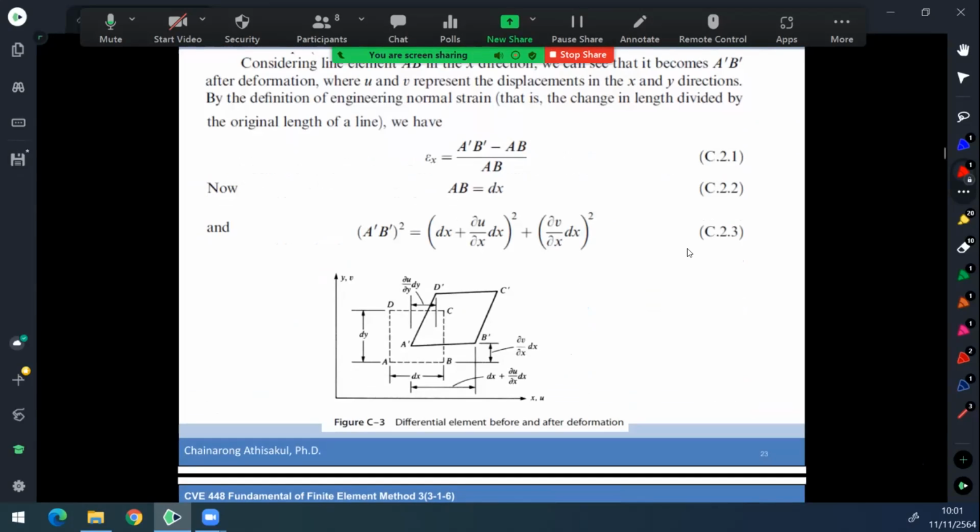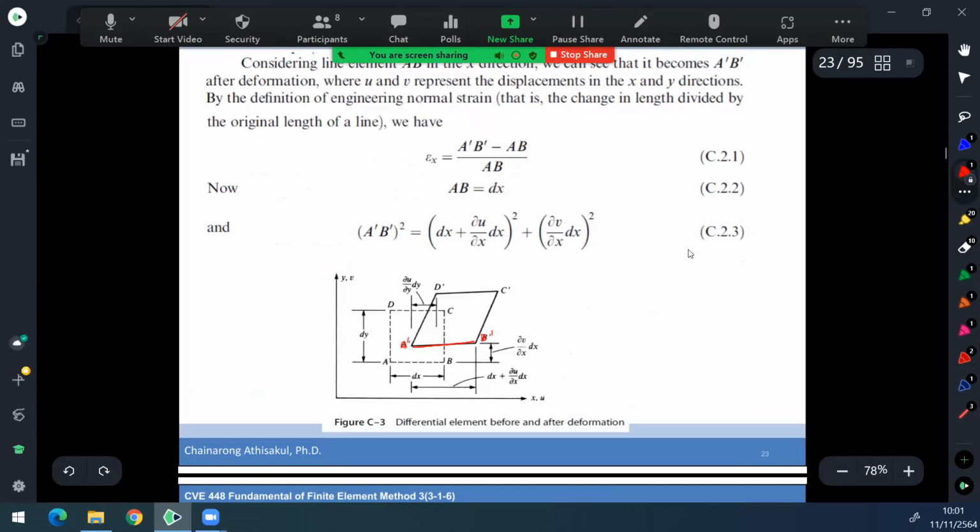For the axial strain, it means that we consider the new length, that is A prime B prime minus AB divided by AB. That is the original length, but AB becomes dx. Okay. So then let's consider A prime B prime. What is that? A prime B prime is defined by the new length, that is dx plus partial u by partial x dx.